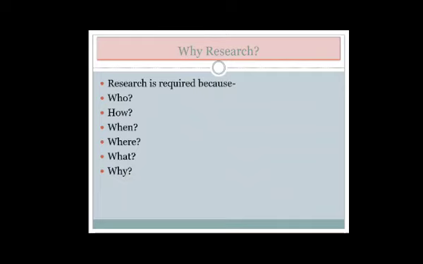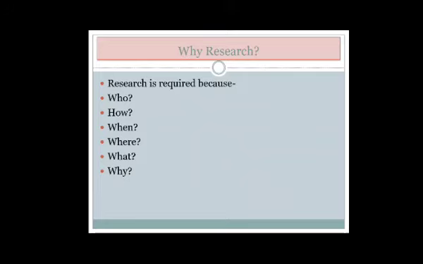When he is going to conduct a particular research, definitely he should have in his mind which phenomenon it is, who is the phenomenon. Next, how. That means how this phenomenon has happened or arrived. Next, when. That means when this phenomenon has happened or arrived. Next, where. That means from where it has happened or arrived. What. That means what it is or what is its nature. And why. That means why it has happened or arrived.